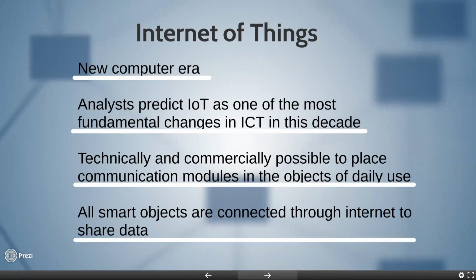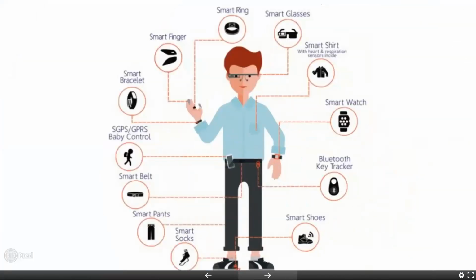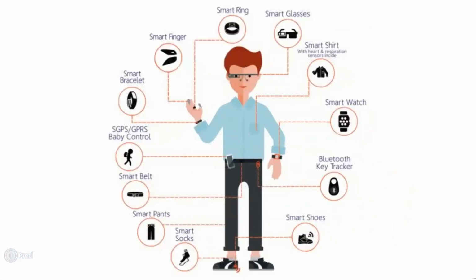Internet of Things is called a new computer era because analysts predict that IoT is one of the most fundamental changes in ICT in this decade. It's technically and commercially possible to place communication modules in objects of daily use. And as long as they are connected to the internet, they share the data about the people. But today we'll not speak only about Internet of Things; in my presentation I will focus on wearables.